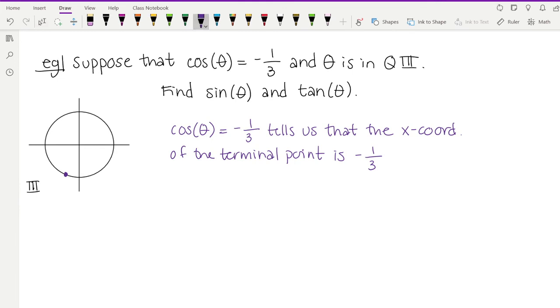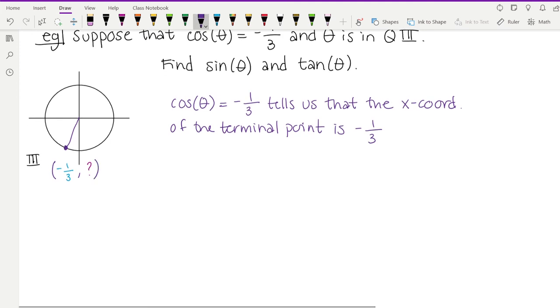Okay, so our angle looks something like this. Again, we don't know how this angle is measured. It could be measured this way, or it could be measured this way. It doesn't matter because all we care about is finding the terminal point. So this time we know the x-coordinate is -1/3, and we want to figure out what the y-coordinate is, because the y-coordinate will tell us sine. Okay, so again, we want to set up our Pythagorean identity.